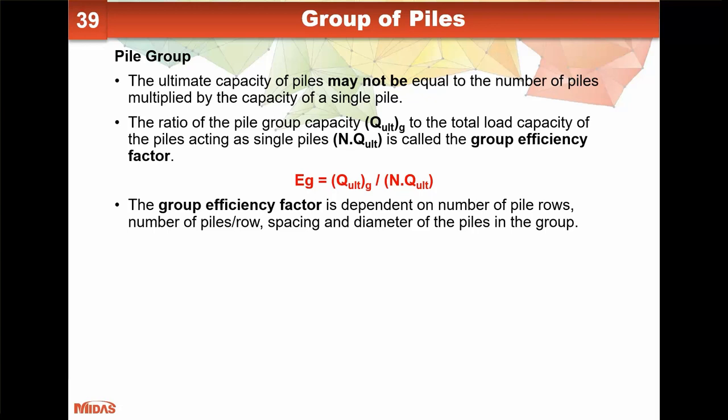So there is what you call a group efficiency factor, which is the ratio of the pile group capacity to the total capacity of the piles acting as single piles. The efficiency factor is equal to the ultimate group pile capacity divided by the summation of the single pile capacities. The group efficiency factor is dependent on the number of pile rows, number of piles per row, and the spacing and diameter of the piles in the group. There are formulas in reference books like Bowles where you can find this group efficiency factor.